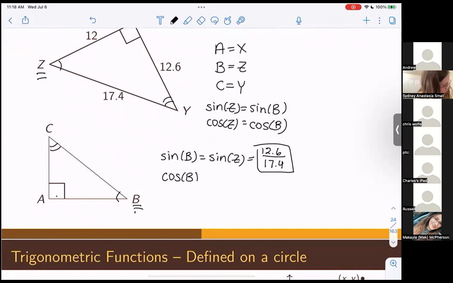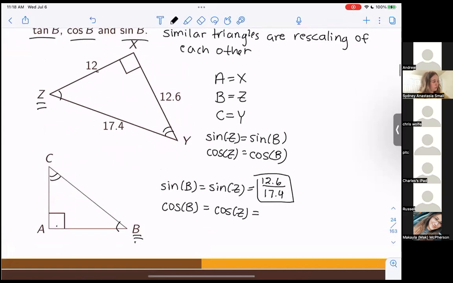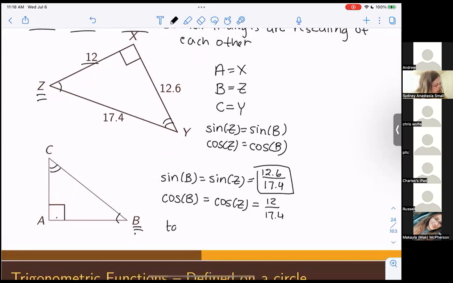Similarly, we can find the cosine of B. It's just the cosine of Z because they are the same angle in a similar triangle, and that is just the adjacent side, which is 12 over 17.4. And lastly, tangent of B is also equal to the tangent of Z, which is the opposite side over the adjacent side, which is just 12.6 over 12.